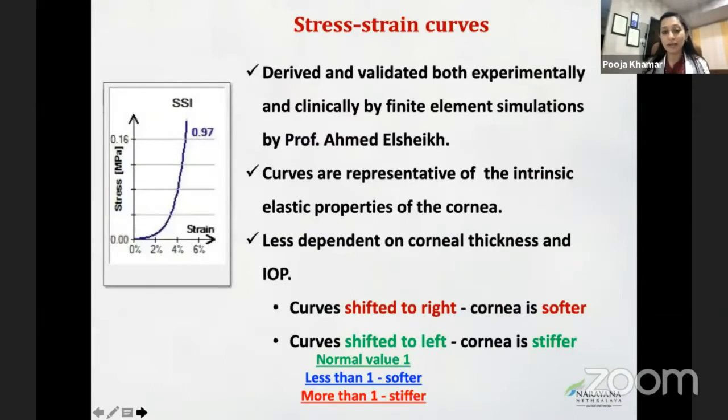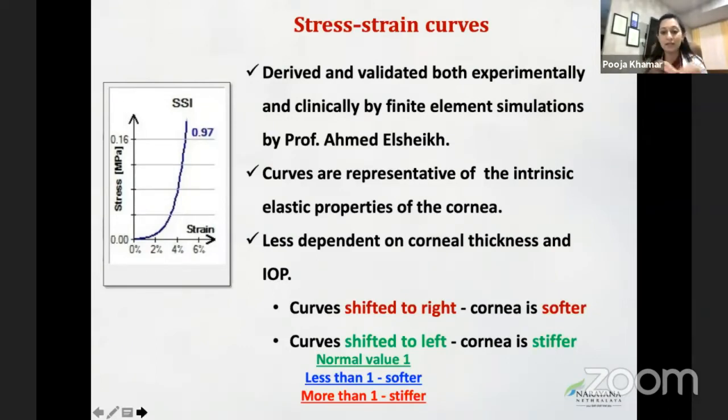The other new index that came into the picture is the stress strain index. Now, the stress strain index is based on the Young's modulus, and it is derived and validated as a finite element simulation based parameter. So what is finite element simulation? It divides your surface into multiple small objects, measures the strength of each of those objects, and gives you a value whether it is normal or not.